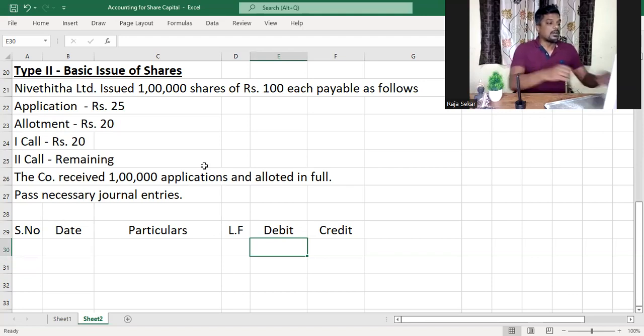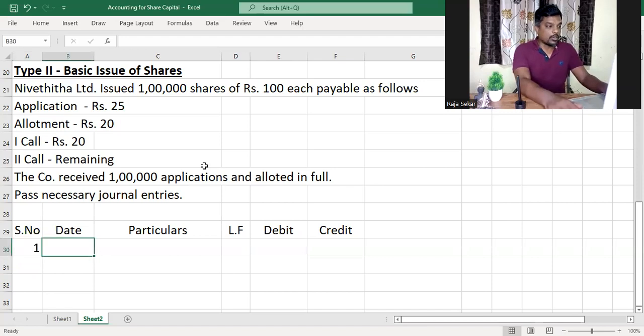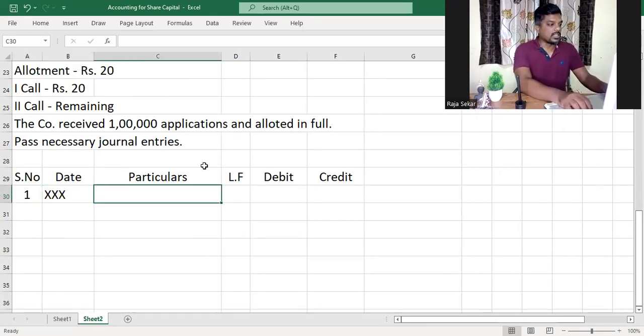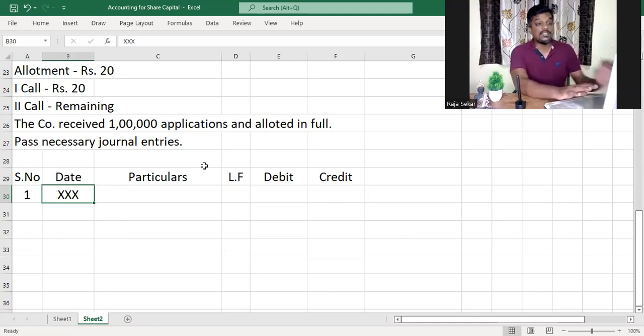So the first transaction, as I already taught you, is what is it, my dear children? The first transaction is receiving the application money. When we receive the application money, two accounts are getting affected. One is the bank account and the other is the equity share application account. Now, equity share application is what account, my dear children?